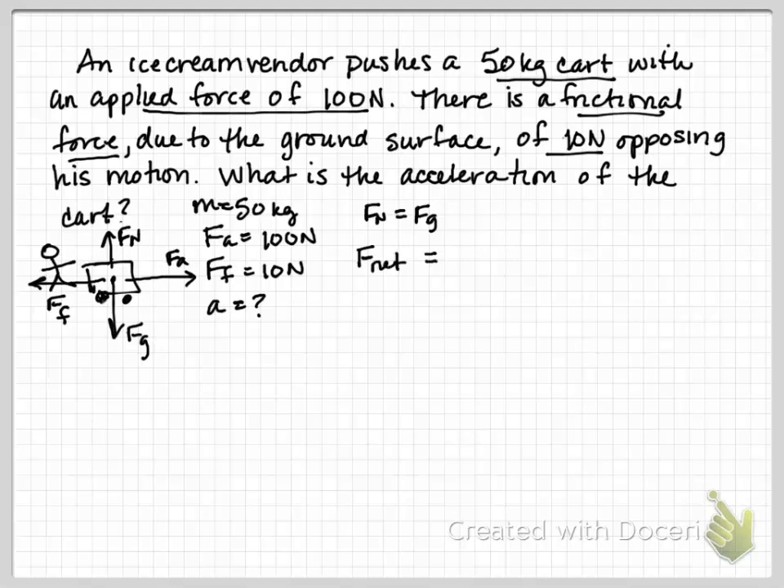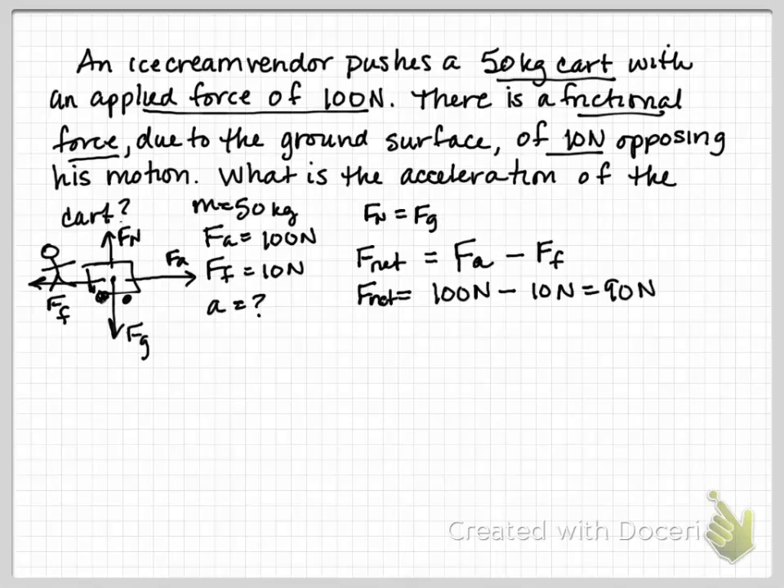So the net force in the x direction is going to be equal to that applied force of 100 newtons minus the frictional force, because it's opposing the applied force. So our F net is going to be that 100 newtons minus the 10 newtons, so we end up with 90 newtons.